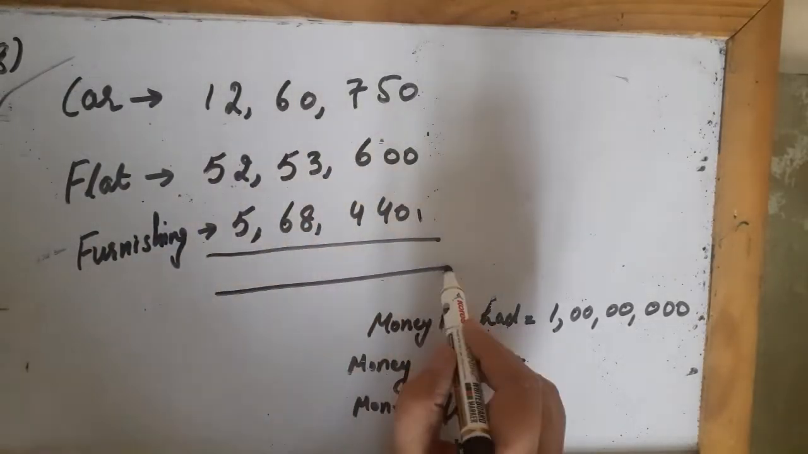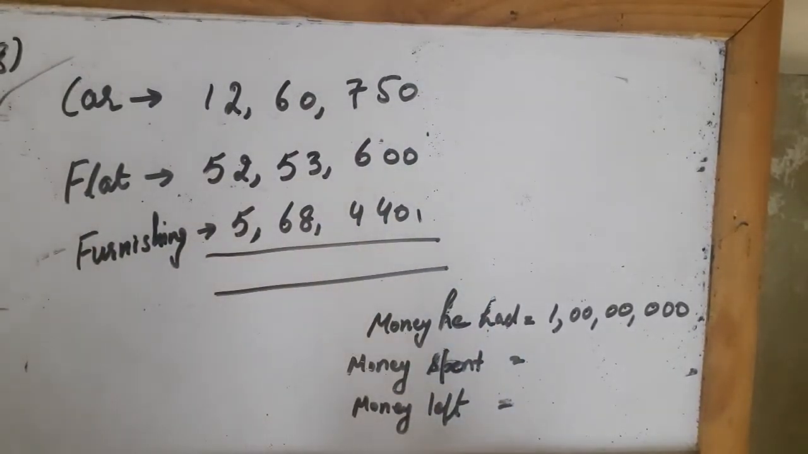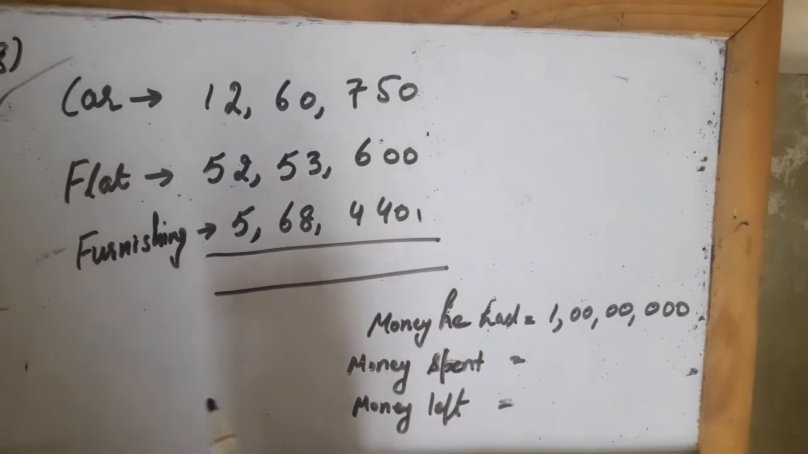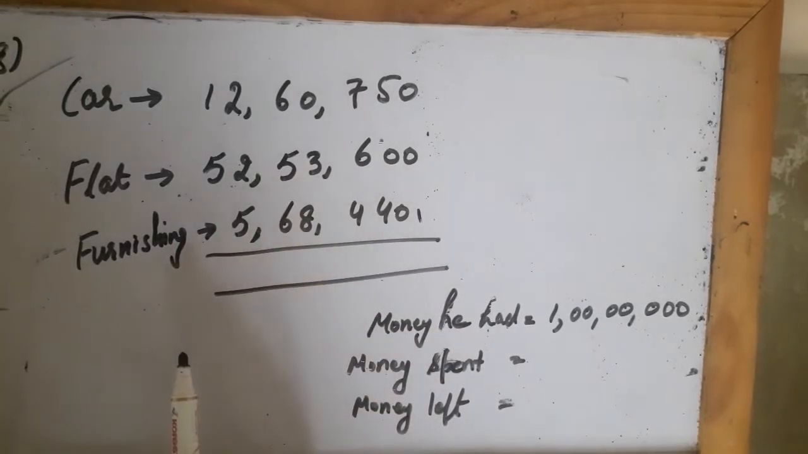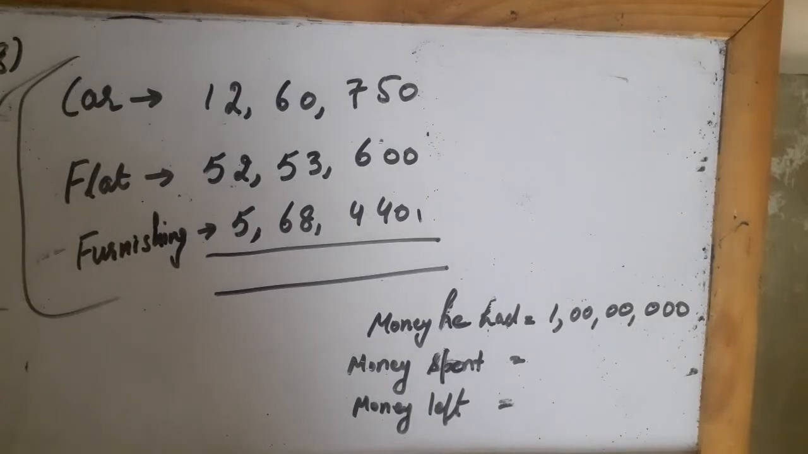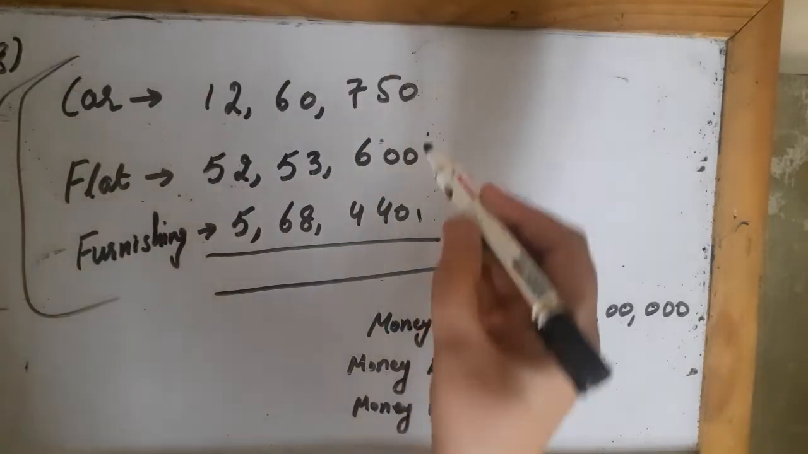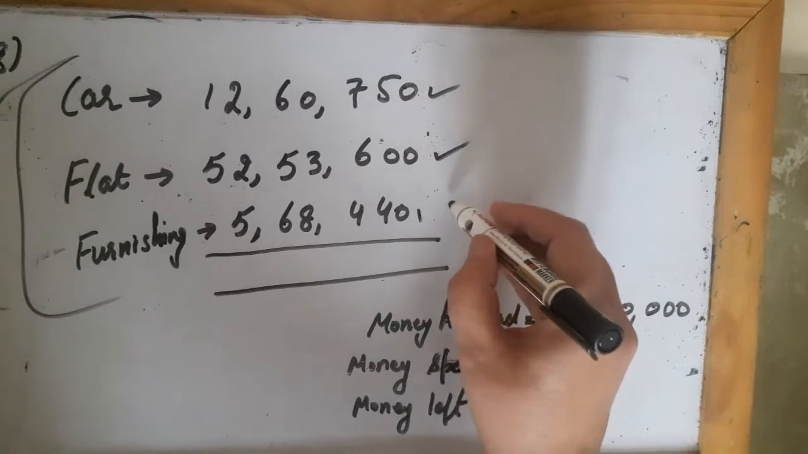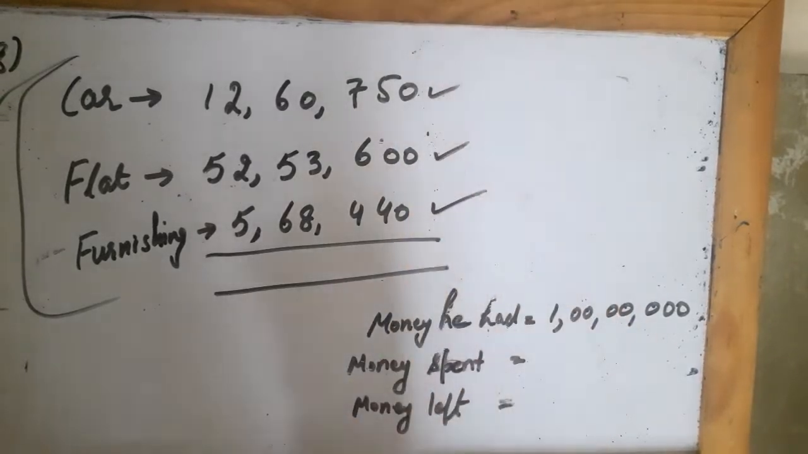Furnishing that flat means buying the things for the flat, like the beds, fridge, kitchen utensils, sofa, bed, all these things. Okay, and they are asking you, after spending the money on all these items, how much money is left with him. Now what I will do is, first of all I will find out how much total money he has spent on buying the car, on buying the flat, and on furnishing the flat.